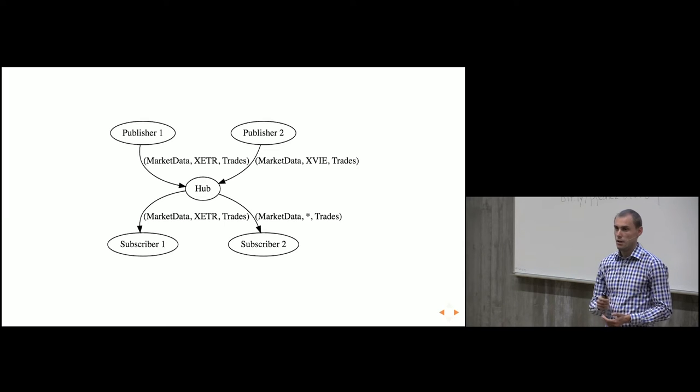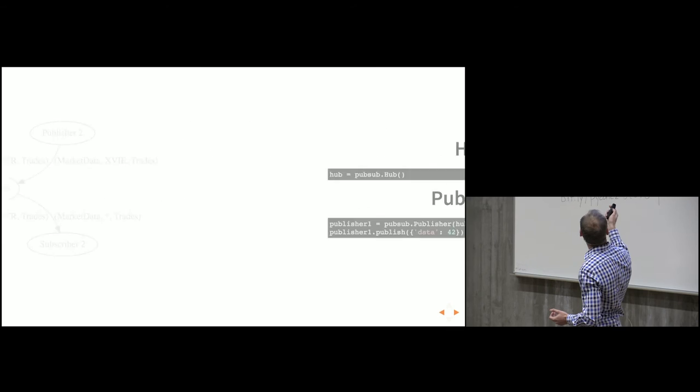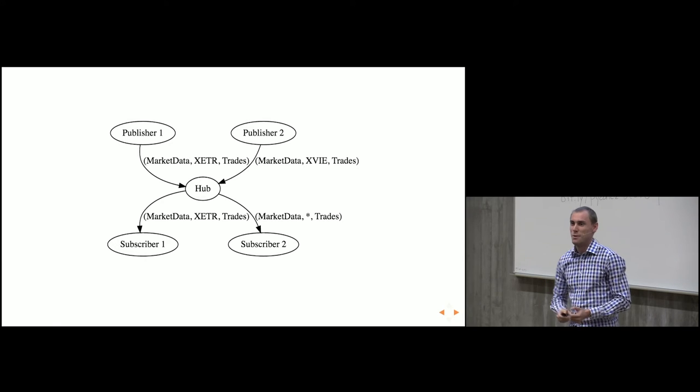And the tuples you see on the edges of the graph are sort of like namespaces. They identify what kind of data is being published. And the subscribers subscribe to these namespaces. So that's how they can tell what kind of data they want to receive. And notice that little star. There's a star there. That's a wildcard. So that's a very useful thing. It allows us to make very flexible configurations where a single subscriber might receive data from many publishers.